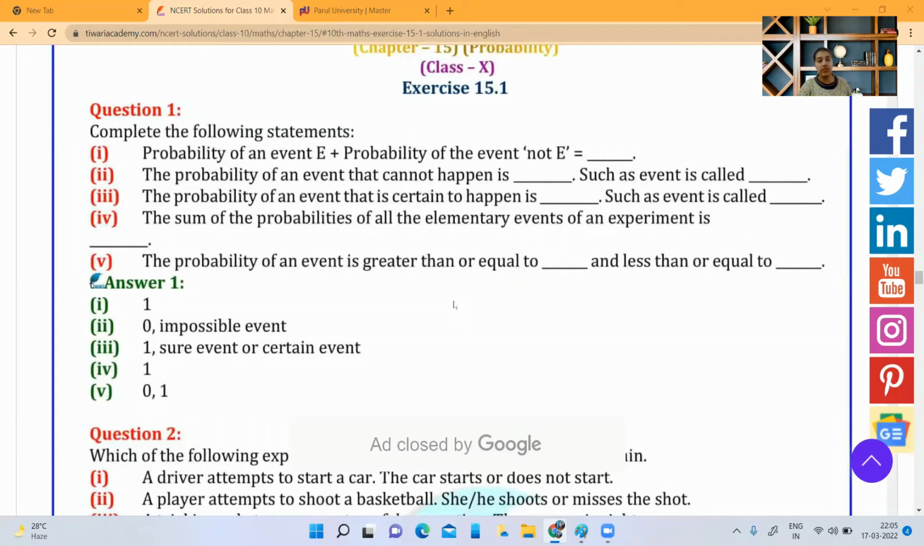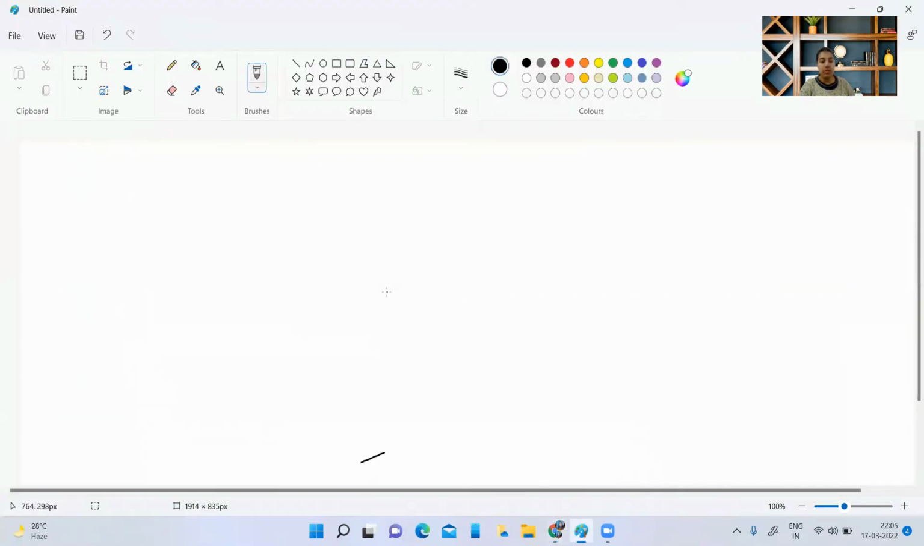Hello everyone, today we will start exercise 15.1 of chapter 15 probability. So before starting question number 1 and 2, I would like to tell you a little bit of introduction about probability. So what is probability? Probability is something equal to possibility.